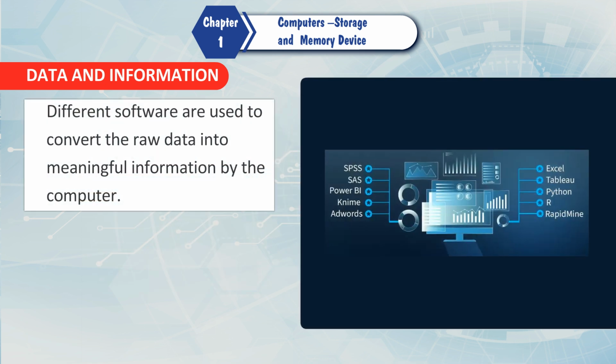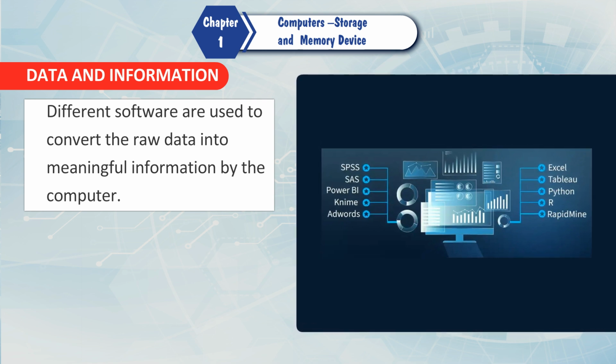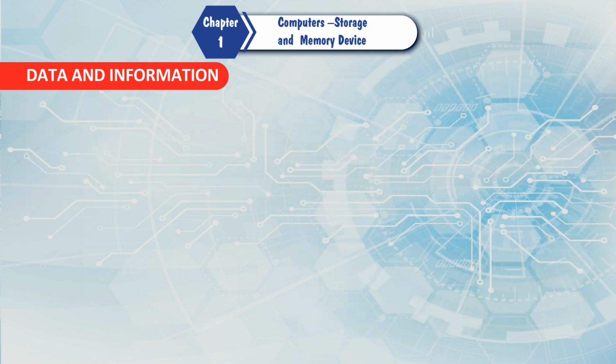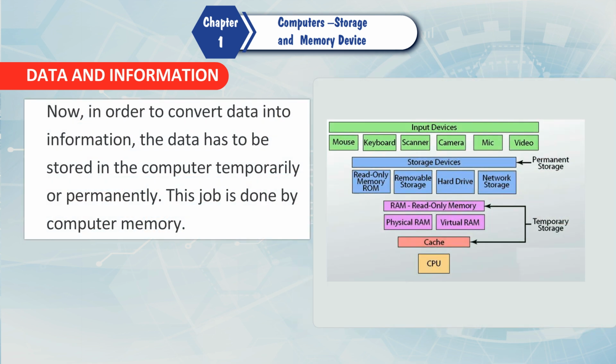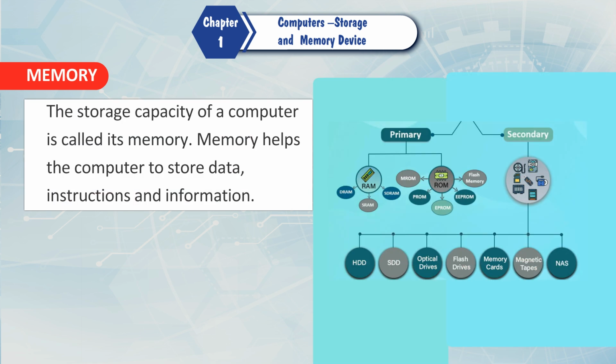Different software are used to convert the raw data into meaningful information by the computer. Now, in order to convert data into information, the data has to be stored in the computer temporarily or permanently. This job is done by computer memory. Memory. The storage capacity of a computer is called its memory. Memory helps the computer to store data, instructions, and information.